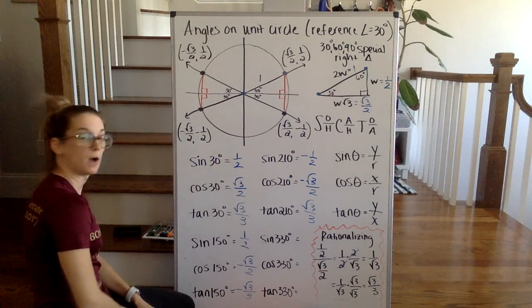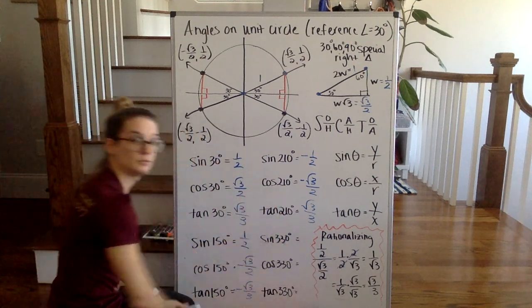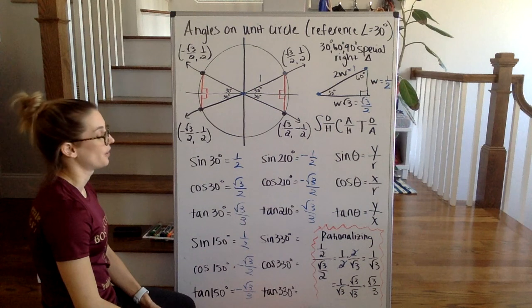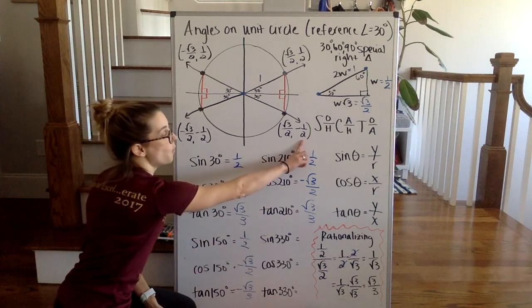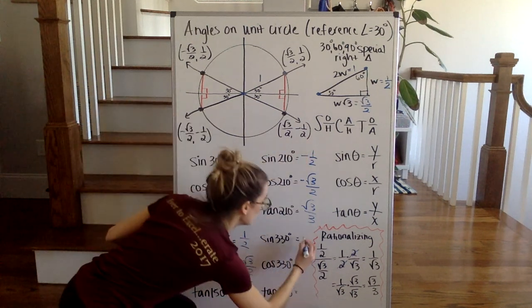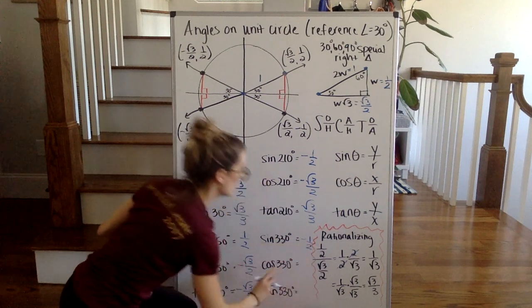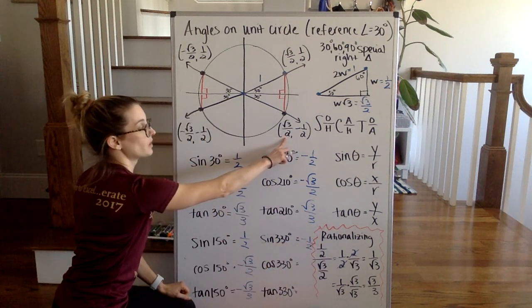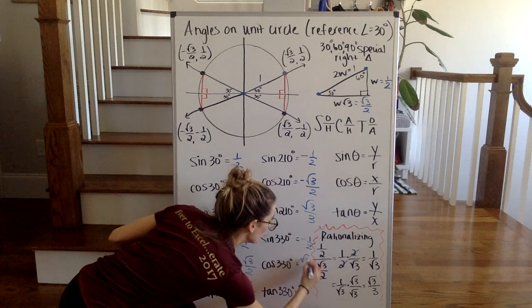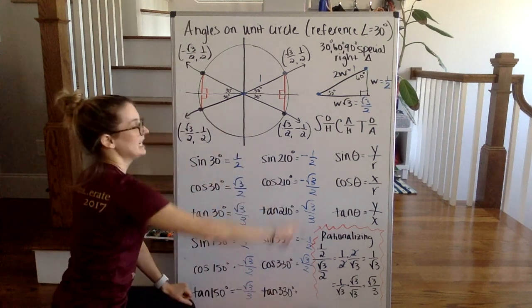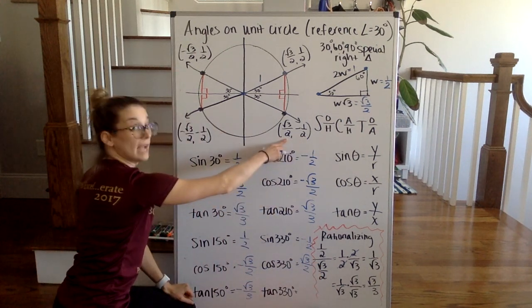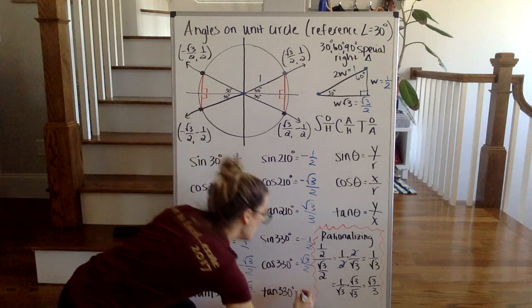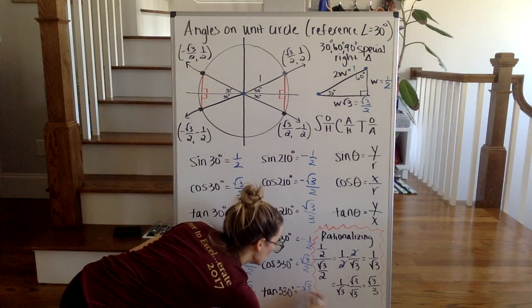And finally, in the fourth quadrant, similar pattern with the numbers, just be aware of where your negatives go. So the sine of 330, y coordinate divided by radius, negative 1/2. Cosine of 330, x coordinate divided by radius, root 3 over 2. And the tangent of 330, y divided by x, a negative divided by a positive, that's going to be negative root 3 over 3.